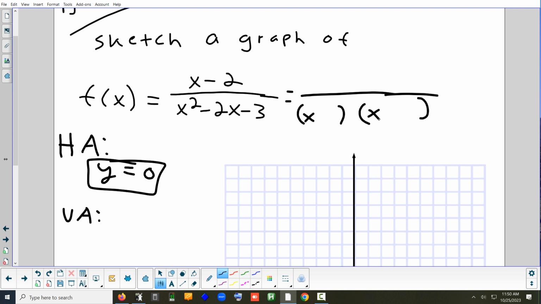Since it's a minus thing, you would set it to x plus, right? Whenever this is a negative, you always need one of each, because you got to multiply two things to get a negative. So I do x minus 3, x plus 1.